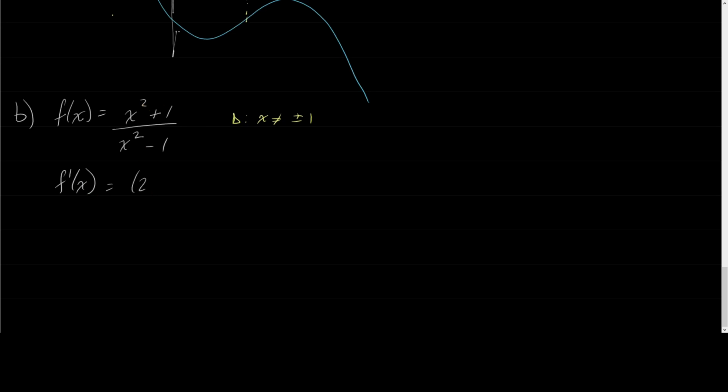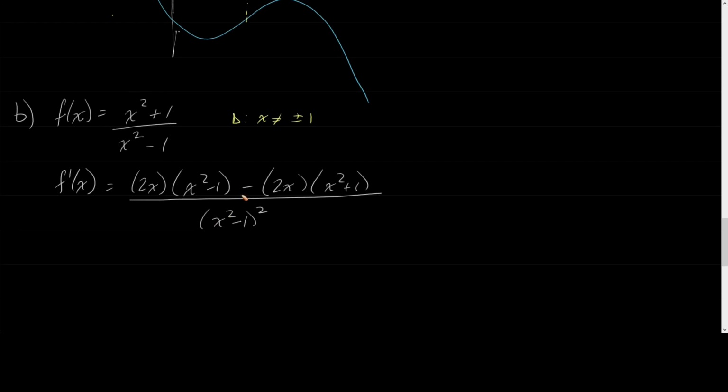All right, now, f prime of x. The derivative of the top times the bottom minus the derivative of the bottom times the top, all over the bottom squared. All right, let's see. What can we factor out of that numerator? I can take out 2x, so we have 2x times, and we're left with x squared minus 1, minus x squared plus 1, all of this over x squared minus 1 squared.